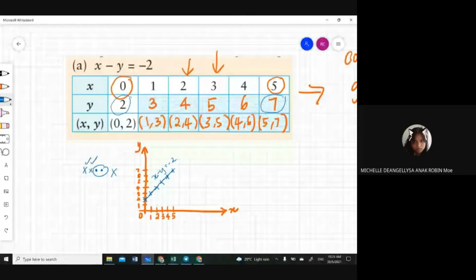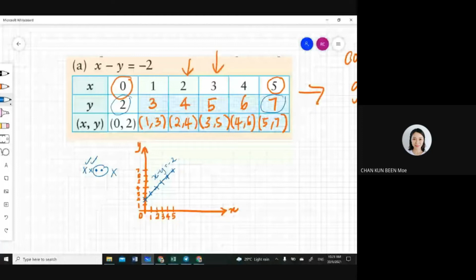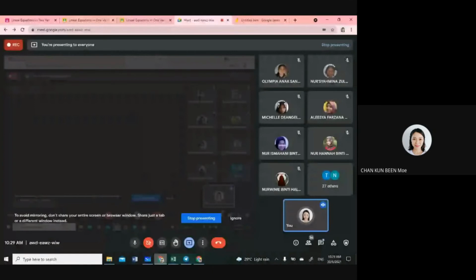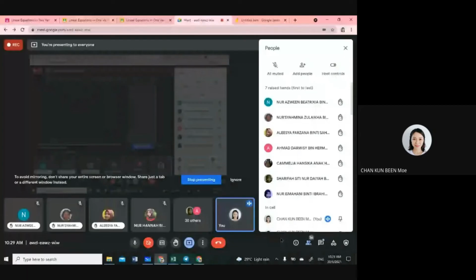Yes, ma'am? So I'm going to try for another few more examples together with you. How many of you already have your Jamboard? Can I see a raise of hand? Jamboard. Want to see a raise of hand for those who already have Jamboard? Because I need to use Jamboard right now. Raise up your hand for those who have Jamboard.